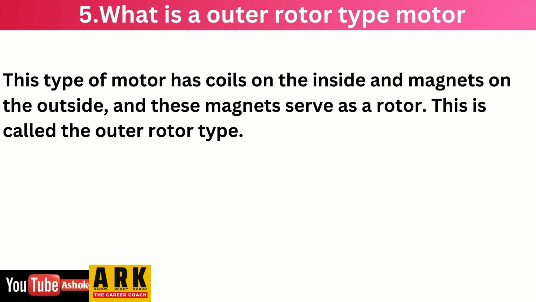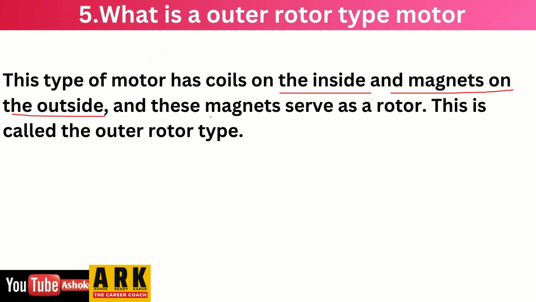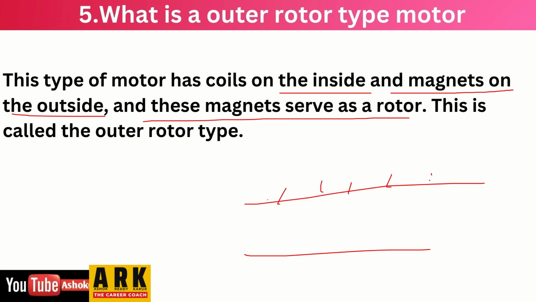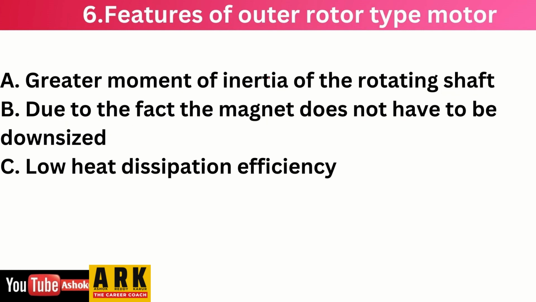So what is the outer rotor type? It will be exactly the reverse. This type of motor has coils on the inside and magnets on the outside. Before, it was the reverse, right? The inner type had the magnet inside; this has the magnet outside, and these magnets serve as the rotor. Outside is the magnet, and inside we have the winding. This is called the outer rotor type. It has a great moment of inertia, is also downsized, and has low heat dissipation.